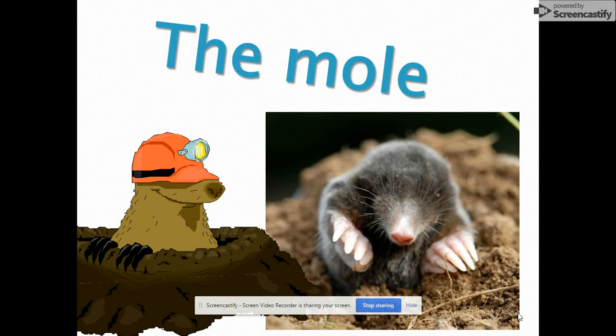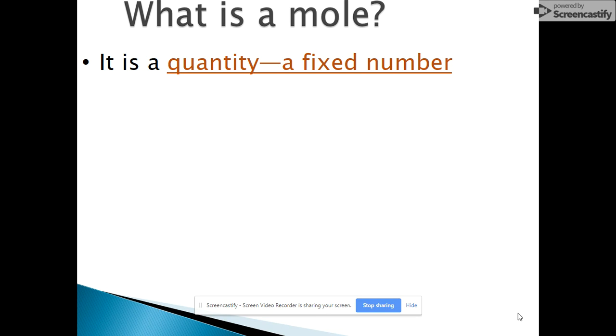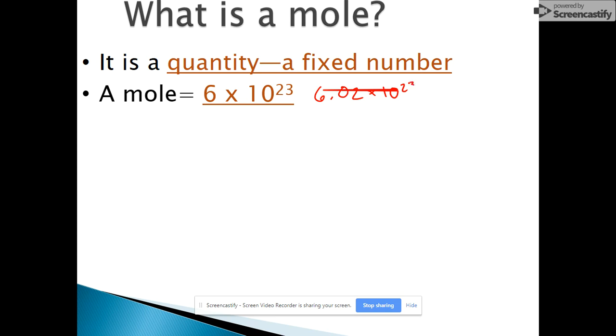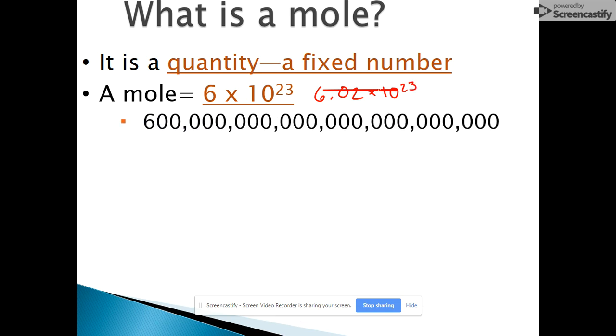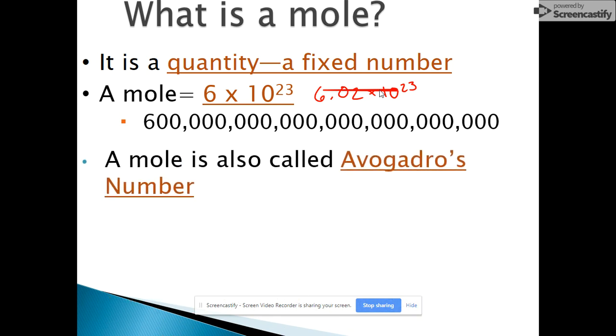So, in chemistry, when we talk about the mole, we're not talking about the adorable little rodent, but instead we're talking about a quantity. The mole is a fixed number. In this case, a mole is going to equal 6 times 10 to the 23rd. If you want to be a little more specific, it's actually 6.02 times 10 to the 23rd power, or 6 with 23 zeros after it. It's a very large number.